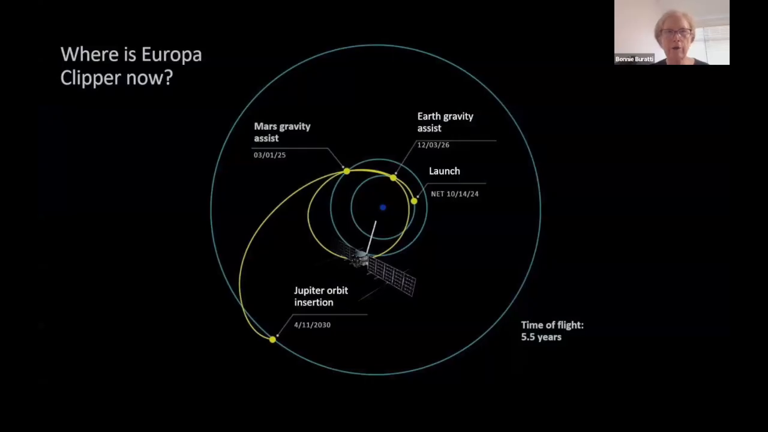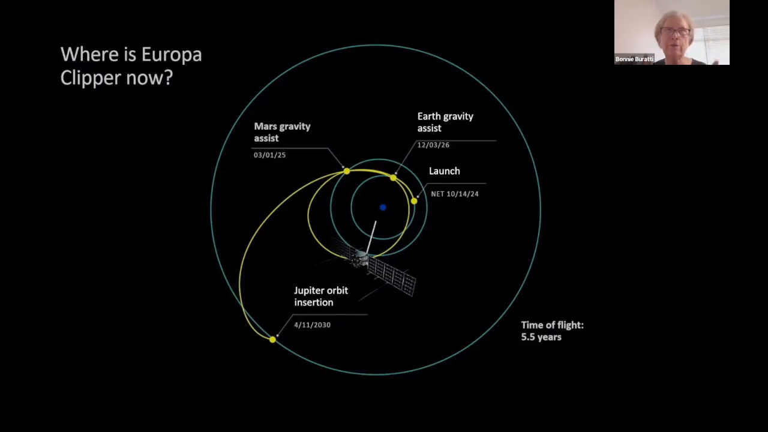All right, so here is our mission in a nutshell. So we launched on the 14th. The launch window opened on the 10th of October of 2024. And we launched. And then, as I said, just a mere 5 months later, we went by Mars. Now, we have to do this thing where you loop in the inner solar system to build up momentum to leave the gravitational force of the sun and make it to Jupiter. Okay. We can't launch directly.